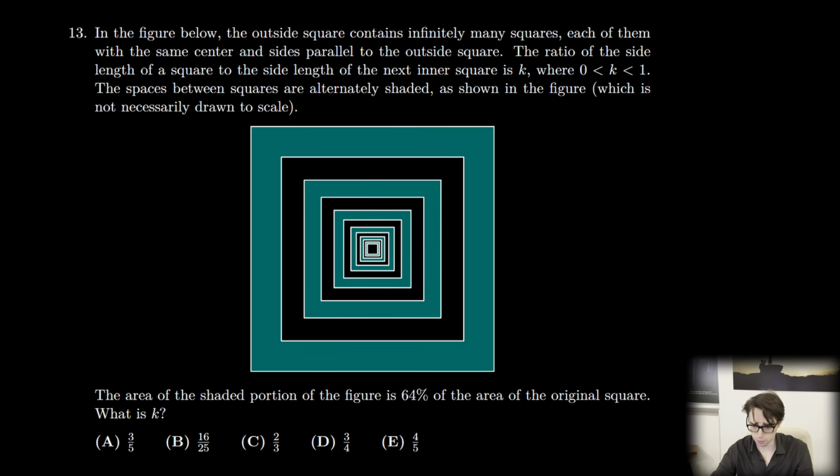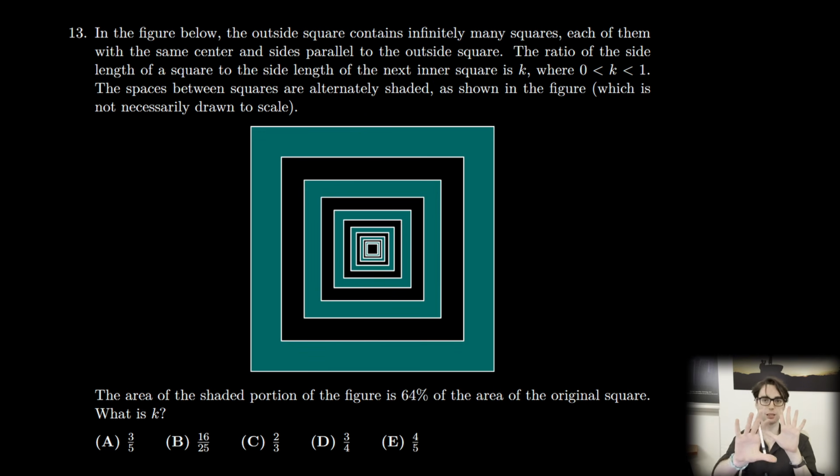So what does the next problem say? Okay, so we have this infinite figure of squares, and we have this ratio. We are given what proportion of the area is shaded. What is k? Okay, so let's figure out how we calculate the shaded area. First things first, you sometimes want to just take a step back, look at the problem, big picture. What do you see?